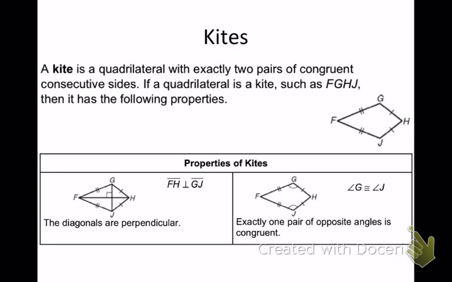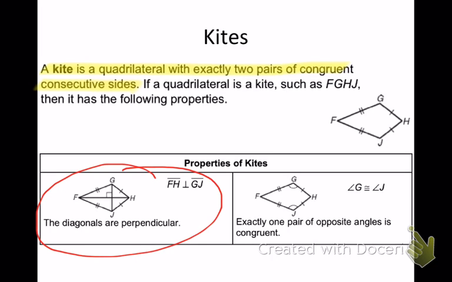A kite is, however, a quadrilateral with exactly two pairs of congruent consecutive sides. If a quadrilateral is a kite, such as FGHJ, then it has the following properties. There are two unique properties here. The first one, the diagonals are perpendicular. What's that similar to? A rhombus. A rhombus had diagonals perpendicular as well. So a kite is similar to a rhombus in the sense that it has perpendicular diagonals. Diagonals, like F to H and G to J. Like if you go through there, does that make sense? Okay, so there's the diagonals.